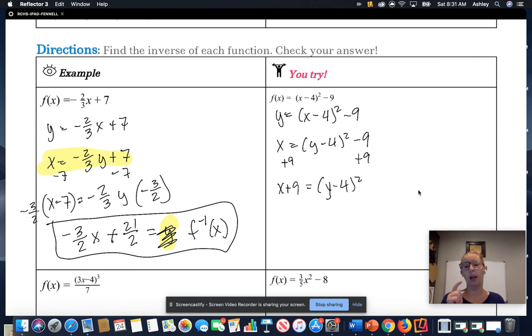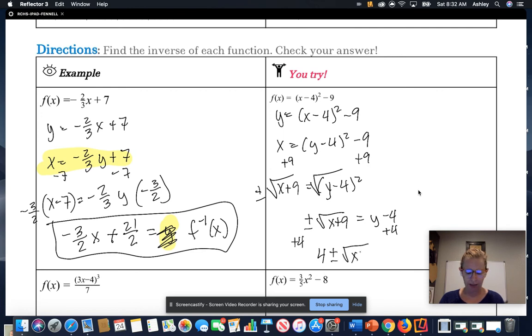Okay, so remember what I said about that. When we undo a square, we take the square root of both sides, right? So technically, when I introduce the square root, we now have plus or minus the square root of x plus 9, okay? So that becomes important because otherwise we're just going to have the positive part of that square root function. And technically, the inverse is the entire thing. So now we have plus or minus the square root of x plus 9 equals y minus 4. Now I need to add 4 to both sides. So what we end up with is 4 plus or minus the square root of x plus 9 equals what? f to the -1 of x.